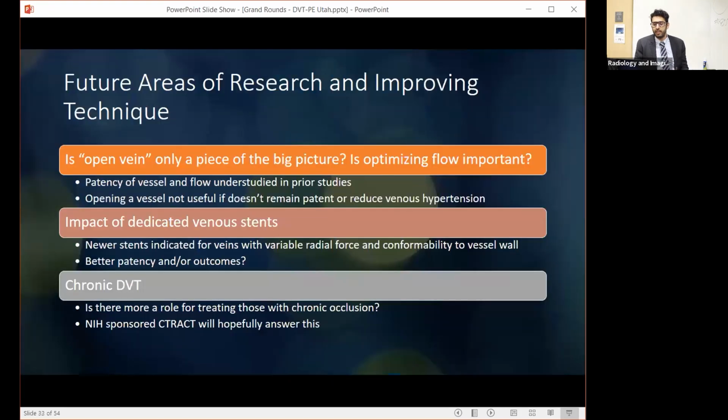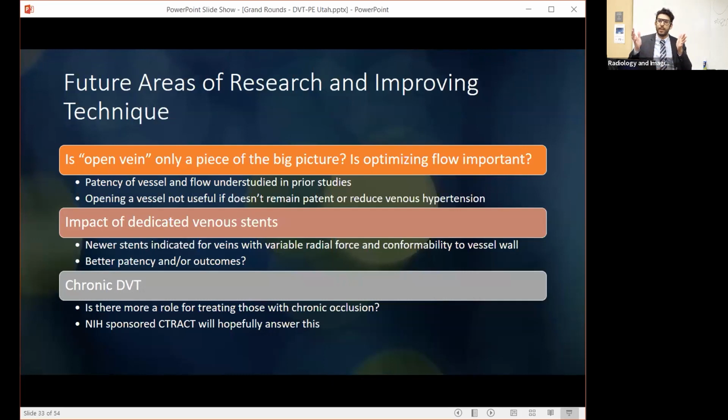So it's still very, it'll be helpful to advance the field. As far as future areas of research and improving technique, the question is, these are some of my own thoughts, but is open vein only a piece of the big picture? We talk about the vein being open. Yes, that's true. But I showed you a lot of videos, right?